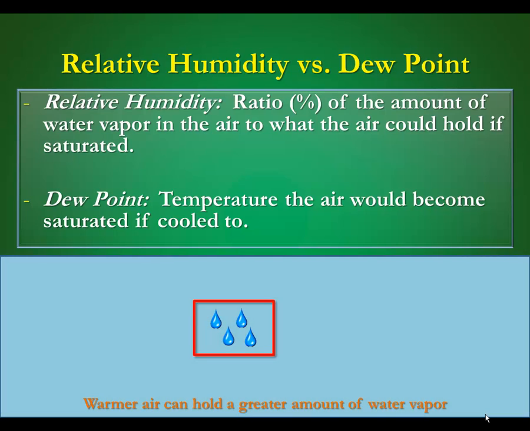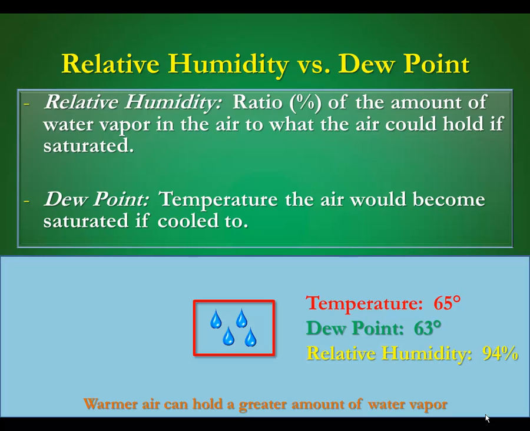Let's take a look at an example, for instance, on a mild summer day. First we're going to look at a single volume of air, a parcel of air, and we'll pretend we can see that suspended water vapor. This mild summer morning, the temperature is 65. The dew point, that temperature at which the air would become saturated if cooled to it, is 63 in this example. That gives a relative humidity of 94% in this particular example.